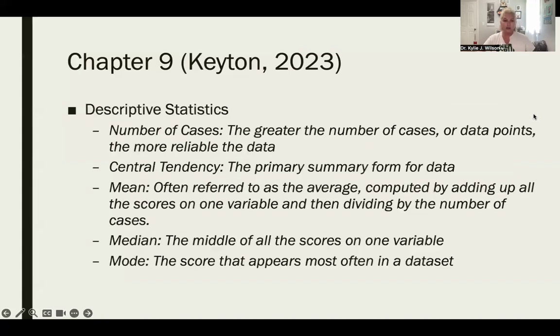So let's talk about descriptive statistics. First, the number of cases. The greater the number of cases, the more data points that we have, the more reliable the data.